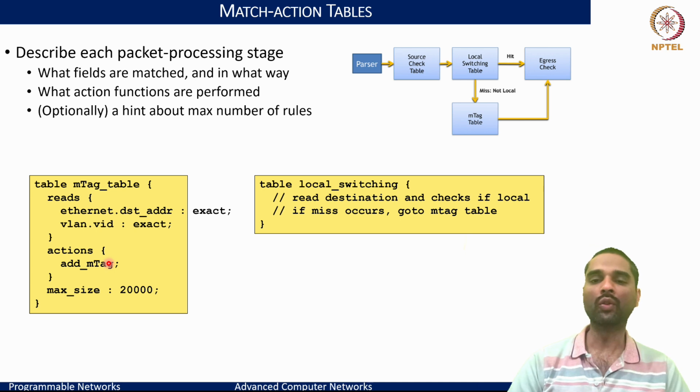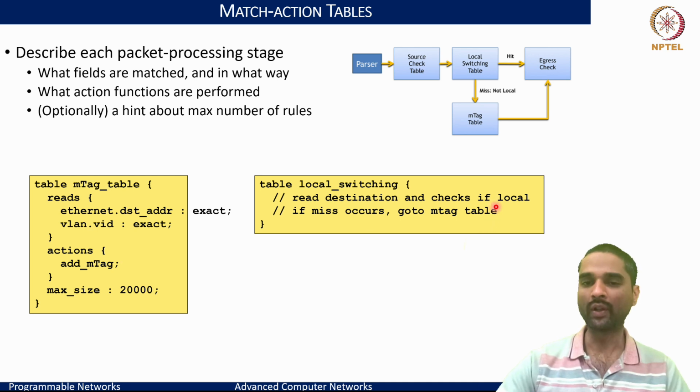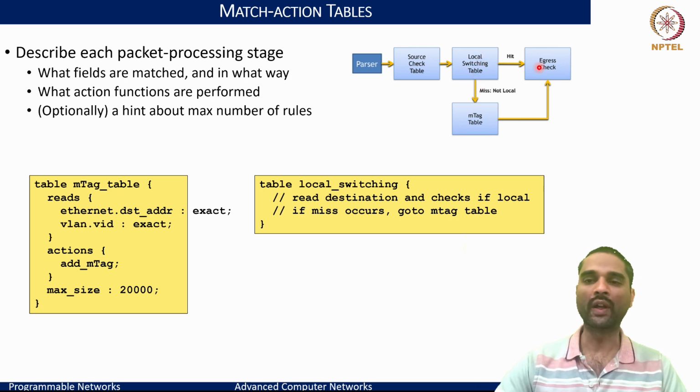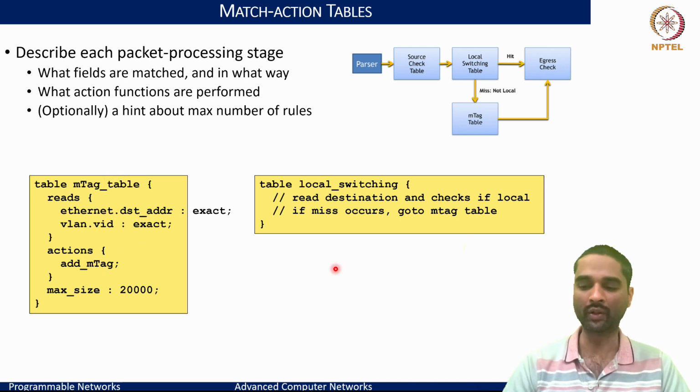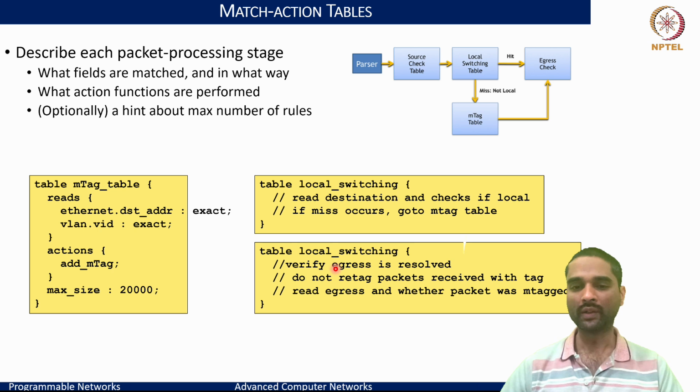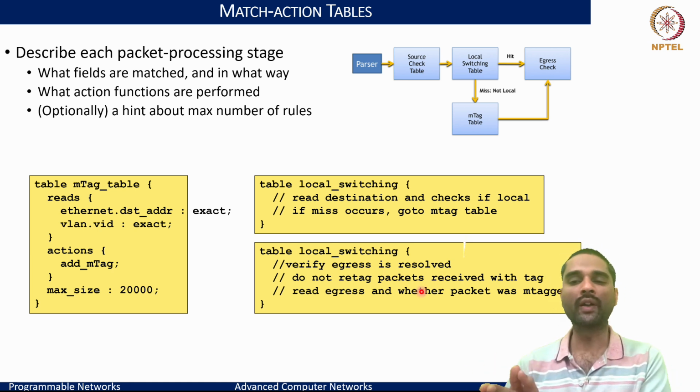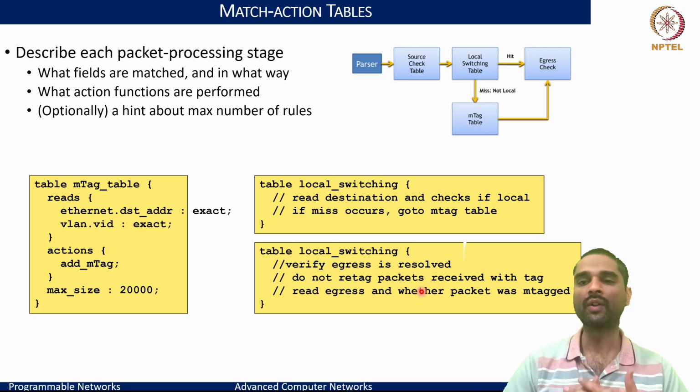On the table local switching, it would read the destination and check if local. If miss, then it will go to the M tag table. So for a local table hit we take the default action, and the miss is to go to the M tag table, where we would look up this information and do further processing. The table local switching would basically verify egress is resolved and not take the packets that are received with a tag. That is, if there is a packet with a tag, then it will be handled by the M tag.